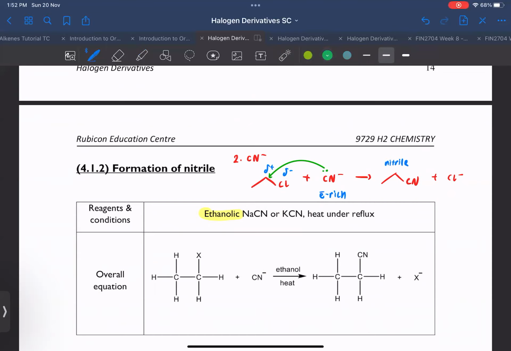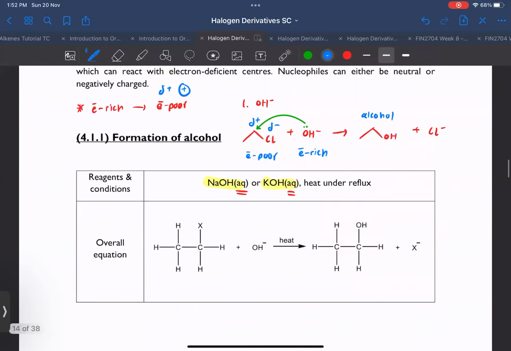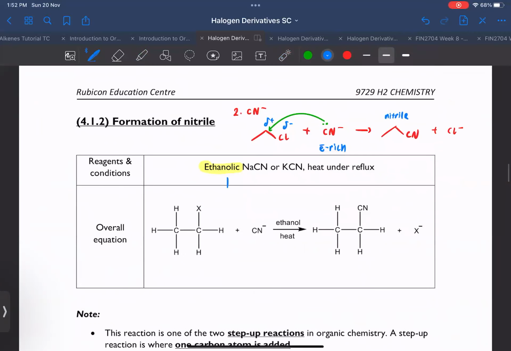Remember just now, aqueous means we are using water as a solvent. Ethanolic just means we are using alcohol as a solvent. And this matters. It actually matters to how the reaction goes. If you don't use the ethanol solvent, the reaction just wouldn't happen. Can so far?